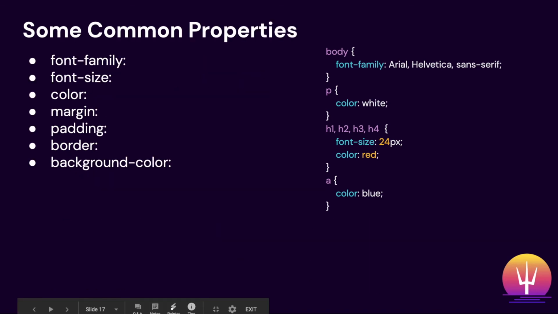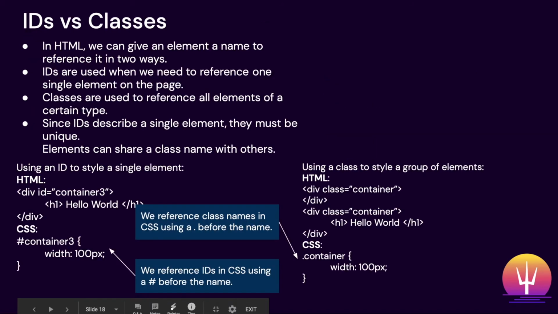So some common properties we can use to style our elements are font family, font size, color, margin, padding, border, and background color. These are only just some of the few that we can use. There are definitely more, and they're just a quick Google search away from whatever you're looking for to style your web page.